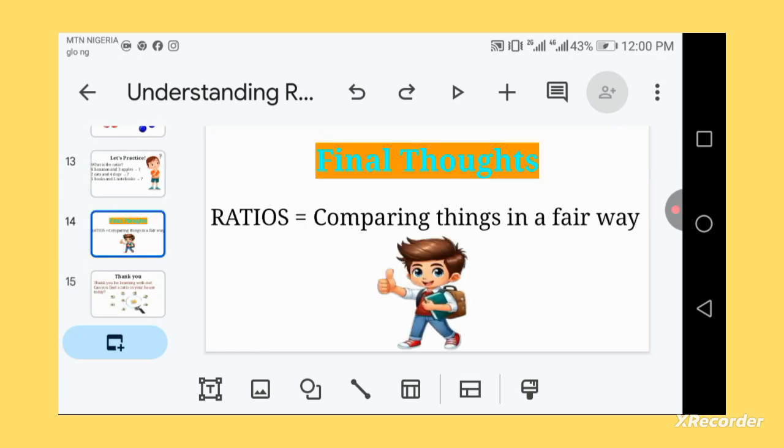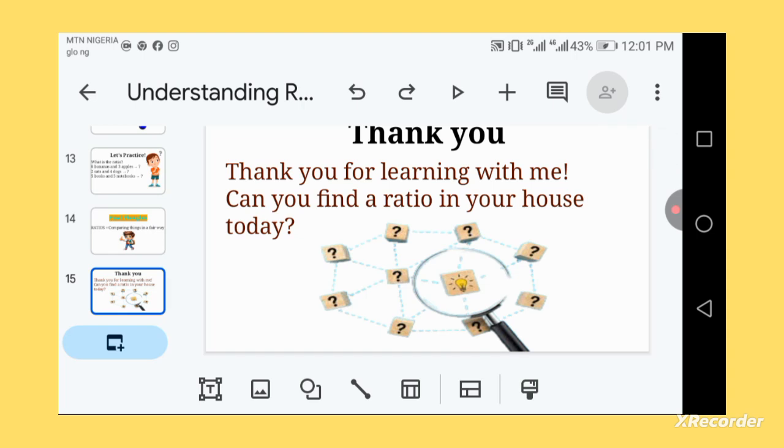Great job, everyone. Now remember, a ratio is a way to compare things. They help us in school, at home, and even while playing. You are now a ratio expert. Thank you for joining the class. Now go and explore and find fun ratios in your home.